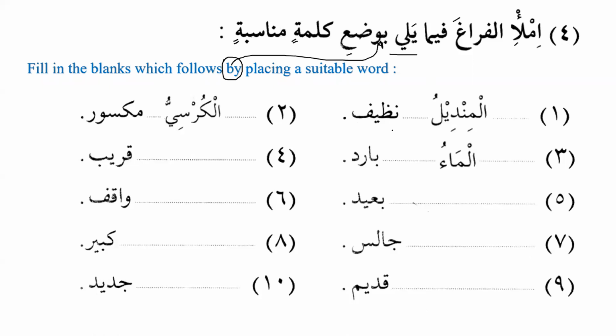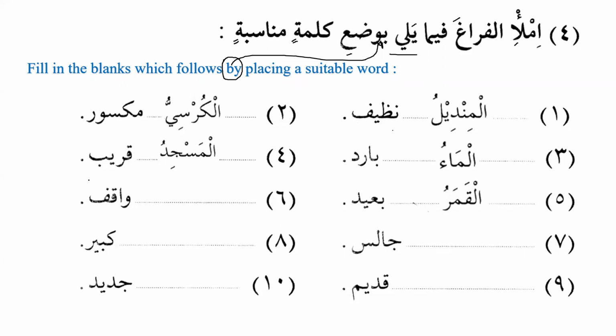Then we have qaribun, anything that is nearby. Al-masjidu qaribun. Similarly, we can say al-baytu qaribun, so anything that is nearby. Yes, al-masjidu qaribun, the mosque is near. And anything can be ba'id. For example, al-qamaru ba'idun, we know that the moon is away.